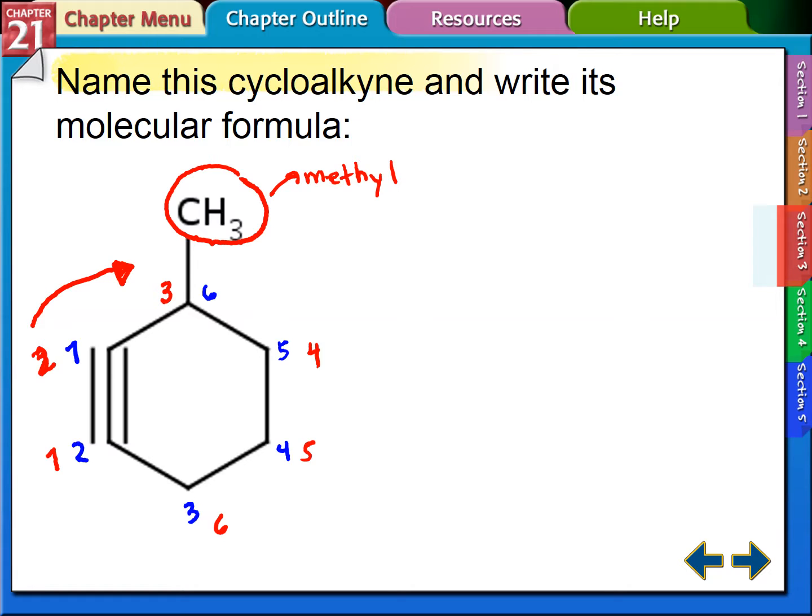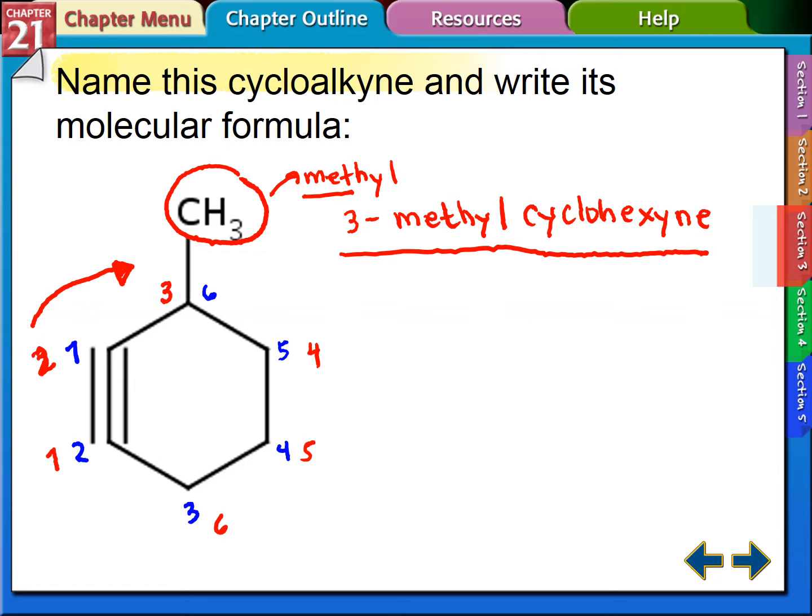Alright, then since we have a cycloalkyne that is composed of 6 carbons in the ring, then we should have a cyclohexyne, and on carbon 3 we have a methyl, so we call that 3-methylcyclohexyne. That is our name for this cycloalkyne. Now write its molecular formula. To identify the molecular formula, we have to take note of the number of carbons that we have in this structure.